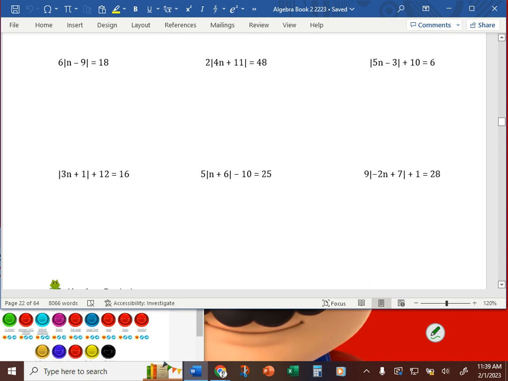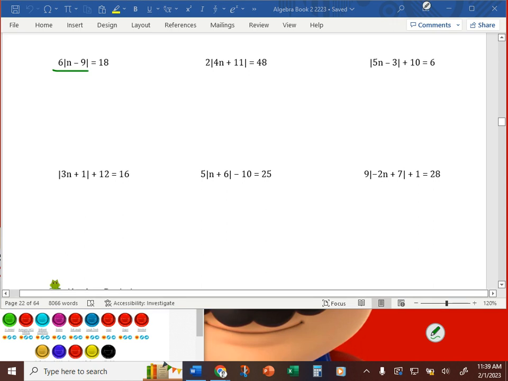Now, this next one here, I'm on the second page. 6 times the absolute value of n minus 9 equals 18. Again, we've got a situation where we have stuff inside the bars, stuff outside the bars. Bars are not parentheses, so you cannot distribute the 6 into the bars. We have to use opposite operations to isolate the bars. The bars really can't be changed until they're isolated. So, what would we do to eliminate that 6, basically? You divide by 6. Again, opposite operations, divide both sides by 6.